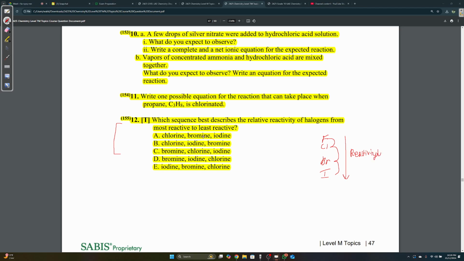Okay, so chlorine, bromine, iodine. Yes, that's correct. This is higher than this, higher than this. Chlorine, iodine, bromine. No, bromine is higher than iodine. So this is wrong. Bromine, chlorine, iodine. No, chlorine should be before bromine. Bromine, iodine, chlorine. No, chlorine should be the first one. Iodine, bromine, chlorine. Chlorine again should be the first one. So the only correct one is A.